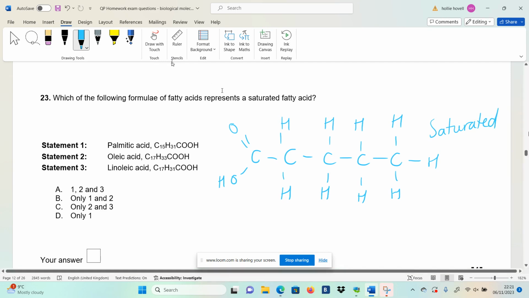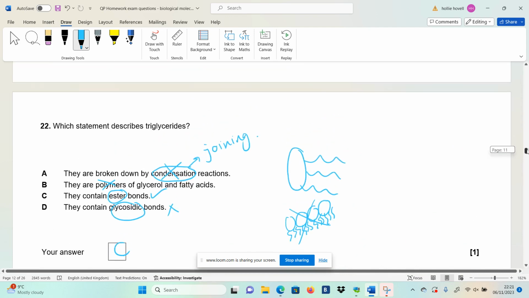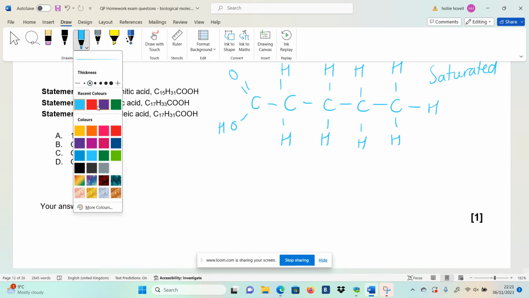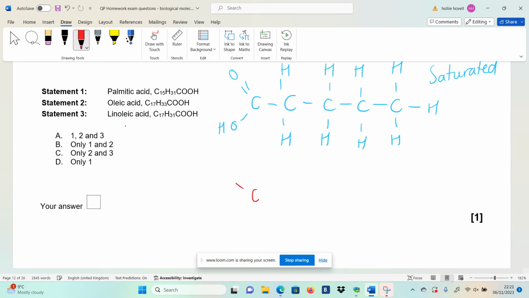On the other hand, an unsaturated fatty acid, let me draw you one of those. It doesn't actually matter how many double bonds it has to be unsaturated. You can call them mono-unsaturated if it's got 1, di-unsaturated if it's got 2, etc. Polyunsaturated if it's got more than 1. But the important thing is that you've got at least one where you've got a double bond between the carbons. It doesn't matter how many carbons you've got.